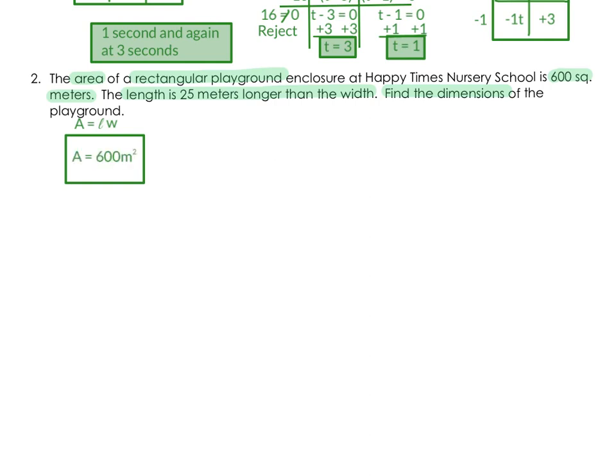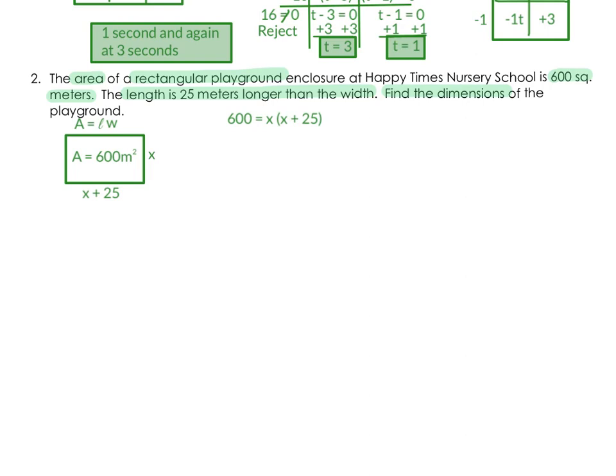And then I know the length is 25 meters longer than the width. I don't know anything about the width, so on the width of my diagram, I'm going to put an x to represent that I don't know what it is. And on the length, since it's 25 meters longer than the width, I'm going to put x plus 25. Okay, now pause for a minute and see if you can fill in the information into the area formula, so we'll have an equation we can use to solve for the dimensions.